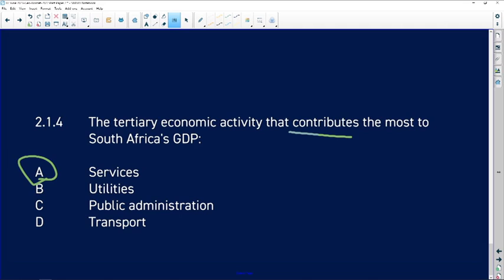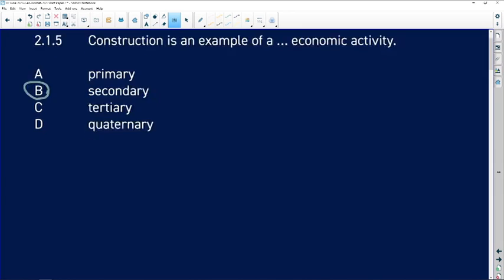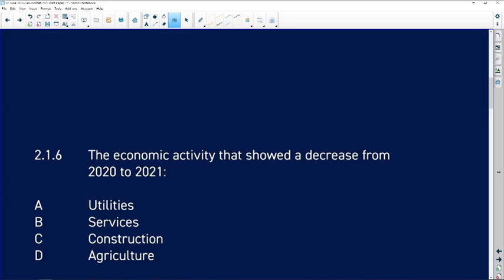Now if we quickly move to our next slide. Construction is an example of a secondary activity, because what do we do? We process, we manufacture. So B will be the correct answer for 2.1.5. 2.1.6, the economic activity that showed a decrease from 2020 to 2021. The correct answer over there, we already looked at that. That was the agricultural sector. So that's a big worry, grade 12s, because if you look at the agricultural sector, not only does it provide food security for a country, but we also rely on it, especially for the GNP, for exporting of our products. So that's a concern.